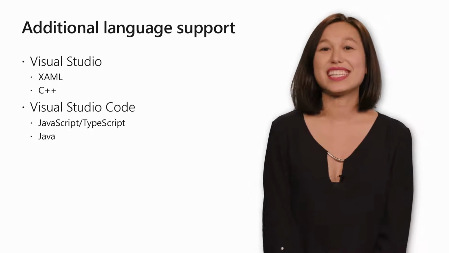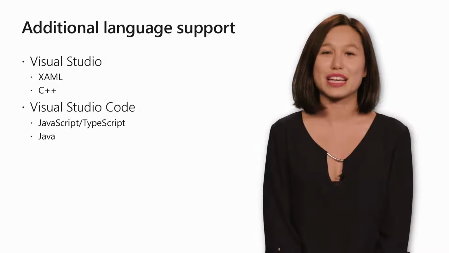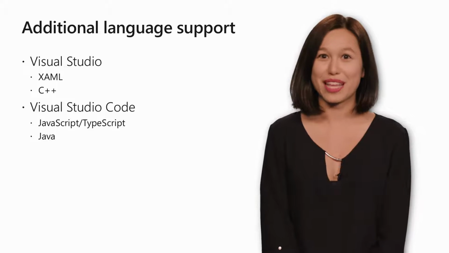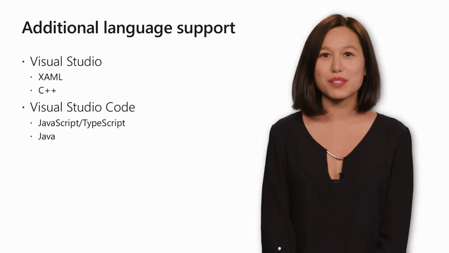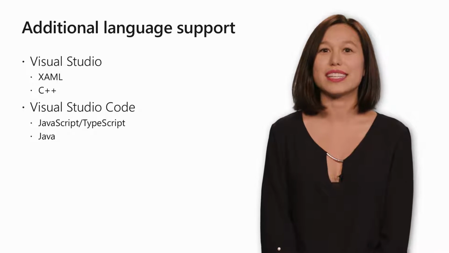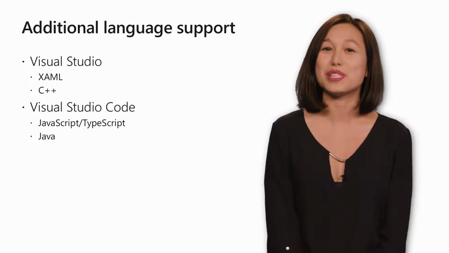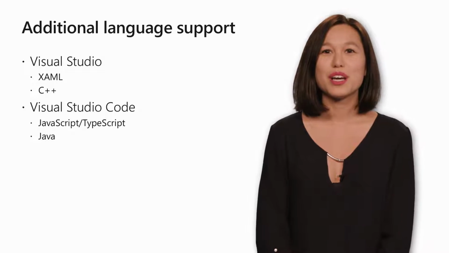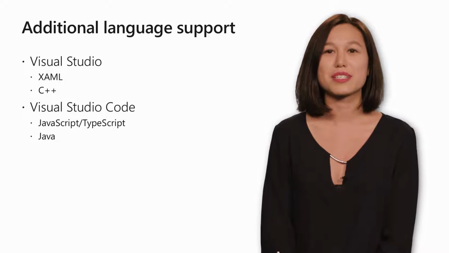Cool. So now that you've seen custom models, and I hope you try it out, let's talk a little bit about our additional language support. We're so happy to unveil 4 new languages to IntelliCode's AI-assisted IntelliSense. In Visual Studio, you now have the power to see recommended suggestions for XAML and C++, which we know has been one of our top asks. And in Visual Studio Code, you'll have AI-assisted IntelliSense suggestions for JavaScript, TypeScript, and Java.